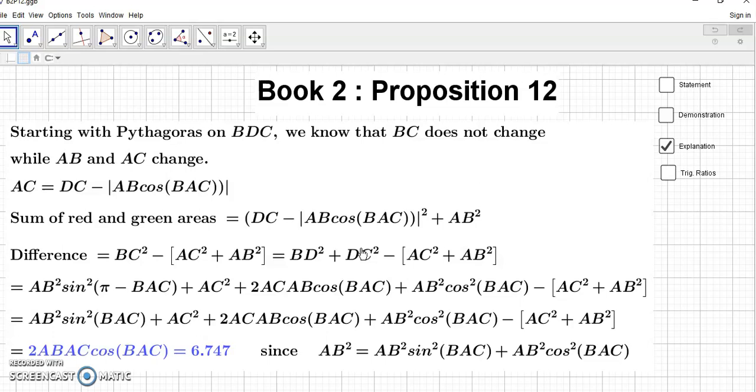And so I'm going to be completing my presentations on Euclid book 2, and the next time I come back to Euclid, I'll be starting on something in book 3, which is remarkable. So I hope you've enjoyed this little presentation.